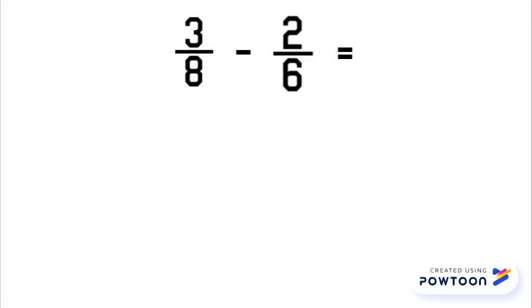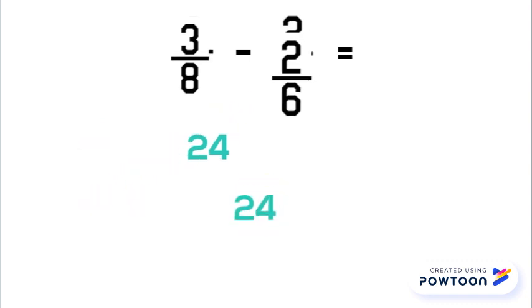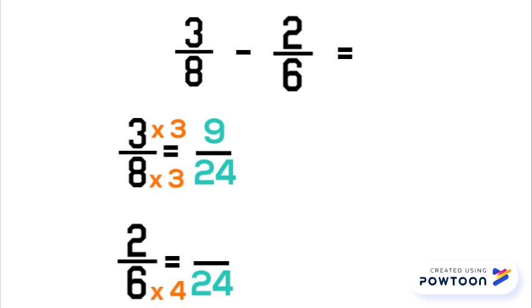All right, next example. Here we have 3/8 minus 2/6. We list out the multiples of 8 and 6, and we find that 24 is the least common multiple. So we'll turn each of our fractions into an equivalent fraction with the denominator of 24. Starting with 3/8, we know 8 times 3 is 24, so we multiply the numerator by 3, and we get 9/24. For 2/6, we know 6 times 4 is 24, so we multiply 2 times 4, and we get 8/24.